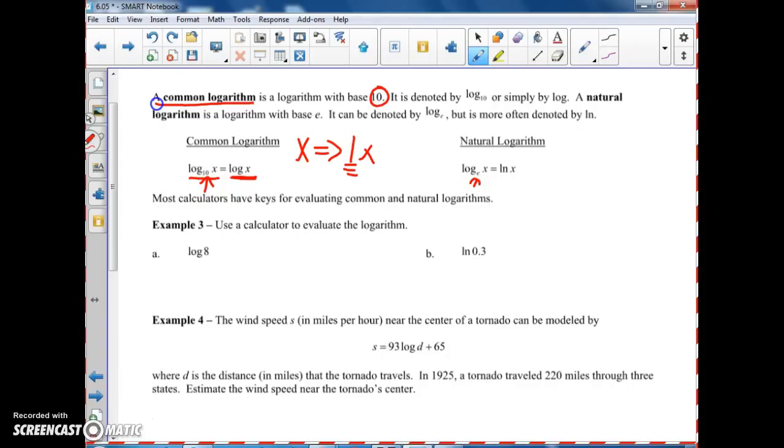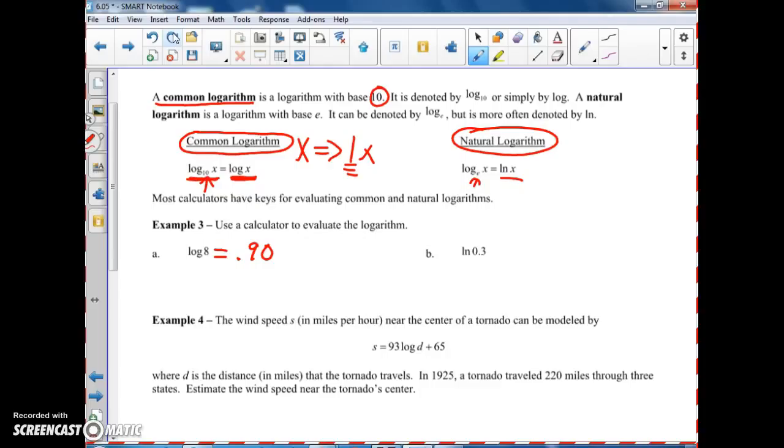Now here's what you're learning how to do right now, simple as can be. You're going to use a calculator to evaluate the logarithm. Go to the calculator, hit the log button, press 8, close the parenthesis, and hit enter. You'll see a long decimal, and we're going to round it to the second decimal place. So what's the answer? 0.90. There's your answer. Everybody understand?